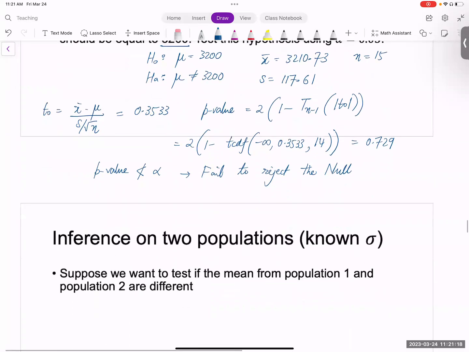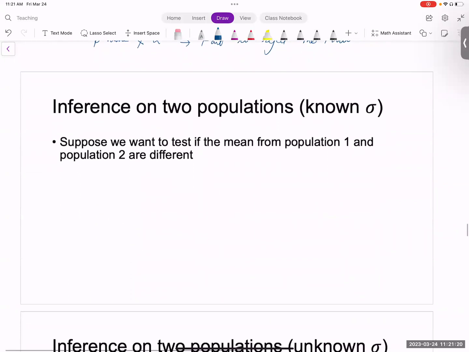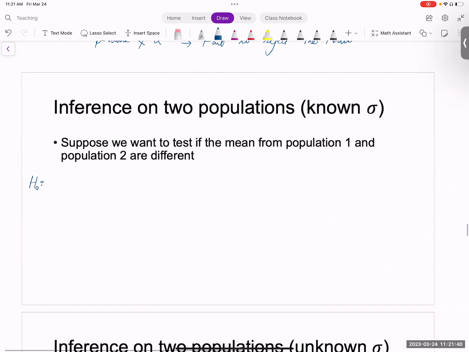All right. Now let's do a few more instances. The second instance is, so far we have done inference on a single population. How about making inference on two populations? And usually what happens in this case is we're interested in testing whether the mean value from two populations are same or different. So we can define a hypothesis H0, where I'm going to say mu1 minus mu2 is equal to delta 0, right? And then your alternate hypothesis can take three different forms.